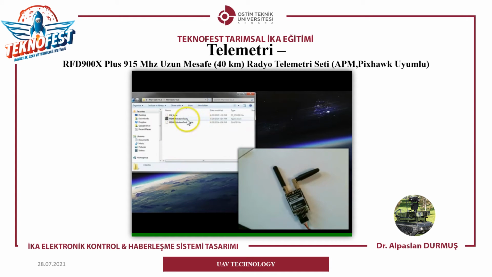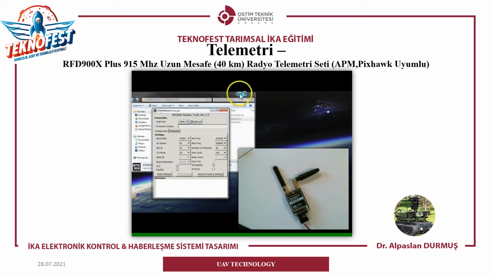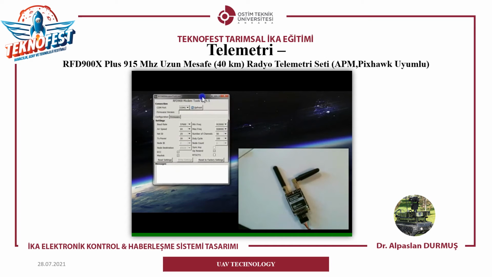So using the modem tools, this is the utility that we use to set all the settings on the RFD 900. Now you want to select the COM port that you found out previously in the device manager and select read settings. And what this will do, will read the current settings on the radio and display them here in the user's interface.